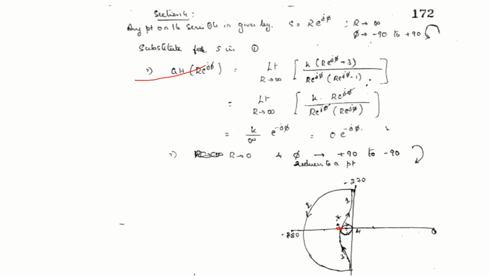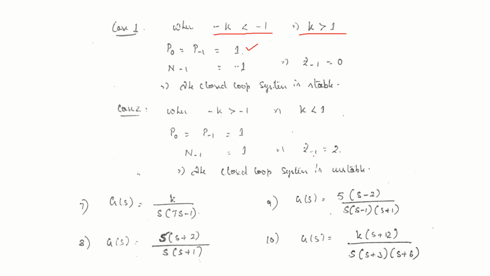K greater than 1 means there are two clockwise, one counterclockwise. So it is going to be minus 1. So Z suffix minus 1 is P, N suffix minus 1 is minus 1. So Z suffix minus 1 is 0. System is stable for K greater than 1.